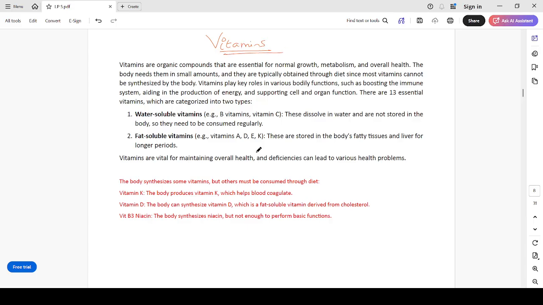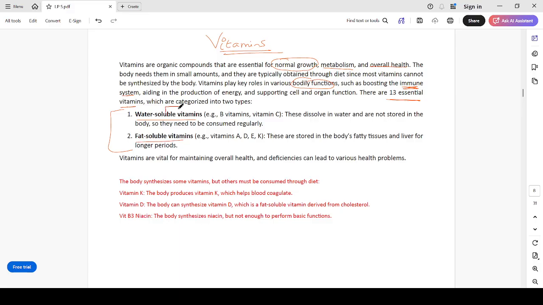So in your lower classes you should have studied what vitamins are and in what way they are useful for the human body. For your normal growth, metabolism, and overall health, you definitely need vitamins. Vitamins not only help you in bodily action, but also boost your immune system. There are 13 essential vitamins which are categorized into two types: water soluble and fat soluble.